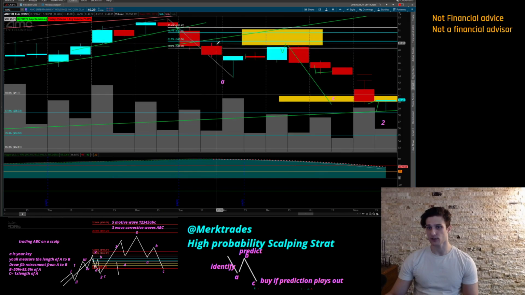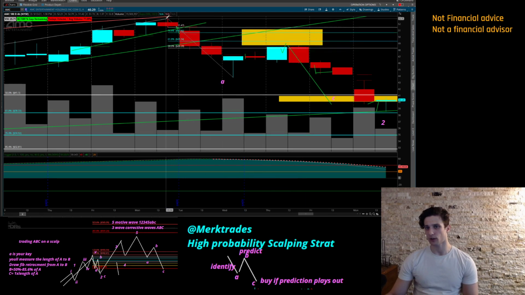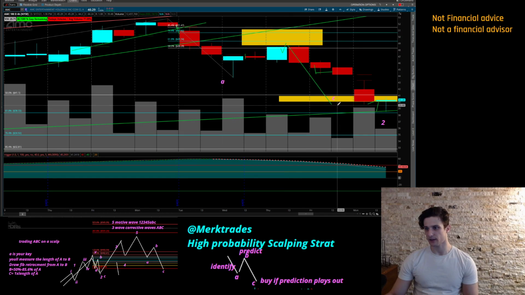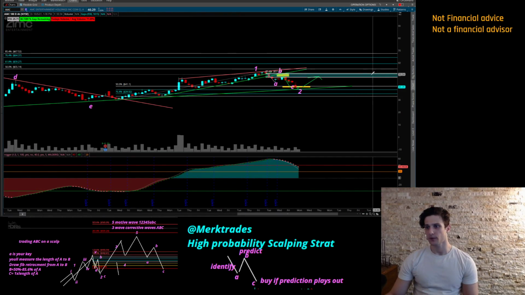Now if it does, you can label this wave B like we did. And then from here, you're going to draw the length of A from the top of B, and that'll put us down to pretty much where C is expected to pivot. Now the other thing we're going to do is draw the Fib retrace from the low to the high of the entire wave 1.